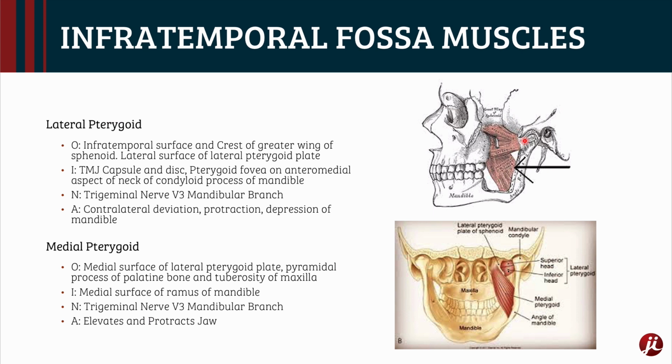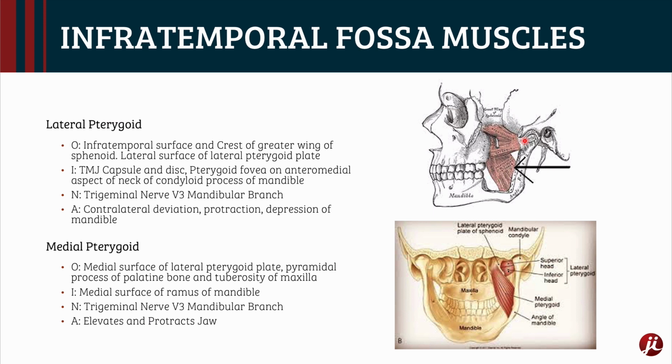And then it's going to be innervated by the mandibular branch of the trigeminal nerve. So we think of the trigeminal nerve as sensation, right? Sensation to the face, but it carries motor fibers to the pterygoid muscles and some of the other muscles that we'll discuss in the next few slides here. And then we'll learn a little bit later on the other types of fibers that it carries through its nerves as well. So the action of the lateral pterygoid is contralateral deviation, protraction, and depression of the mandible. So contralateral deviation, if my right lateral pterygoid contracts, my mandible is going to deviate to the left, right?